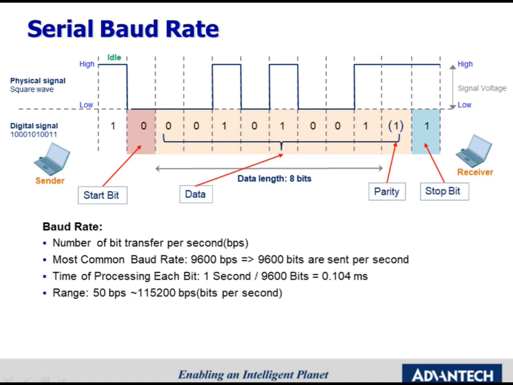After defining the data format in serial communication, we need to know the speed of the data transfer, which is called the serial baud rate. The definition of baud rate is the number of bits transferred per second. The most common baud rate is 9600 bits per second, which means 9600 bits are sent per second. So the time of processing each bit is 0.104 milliseconds. The baud rate has a range from 50 bps to 115200 bits per second.